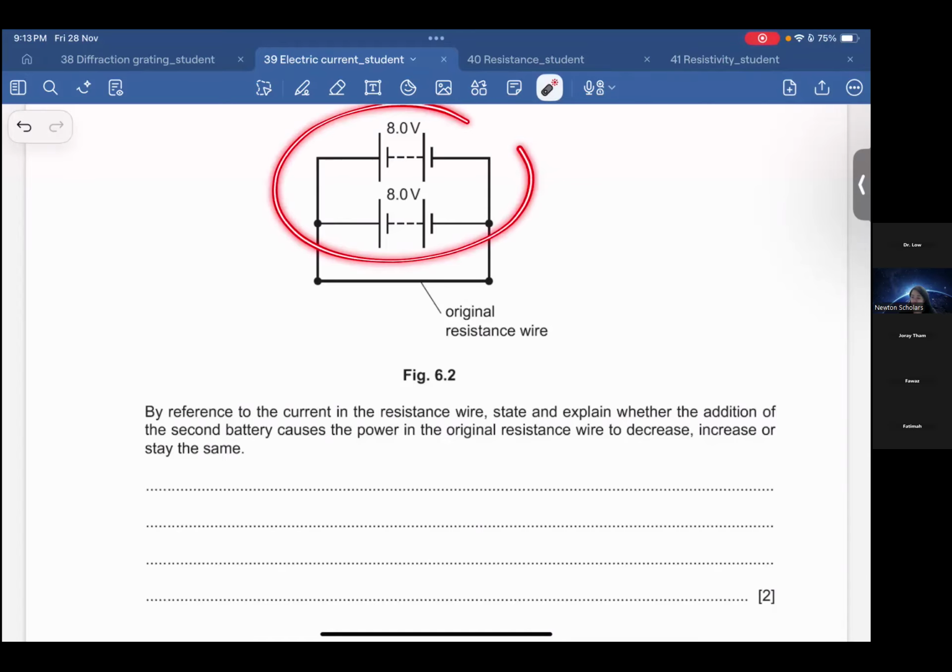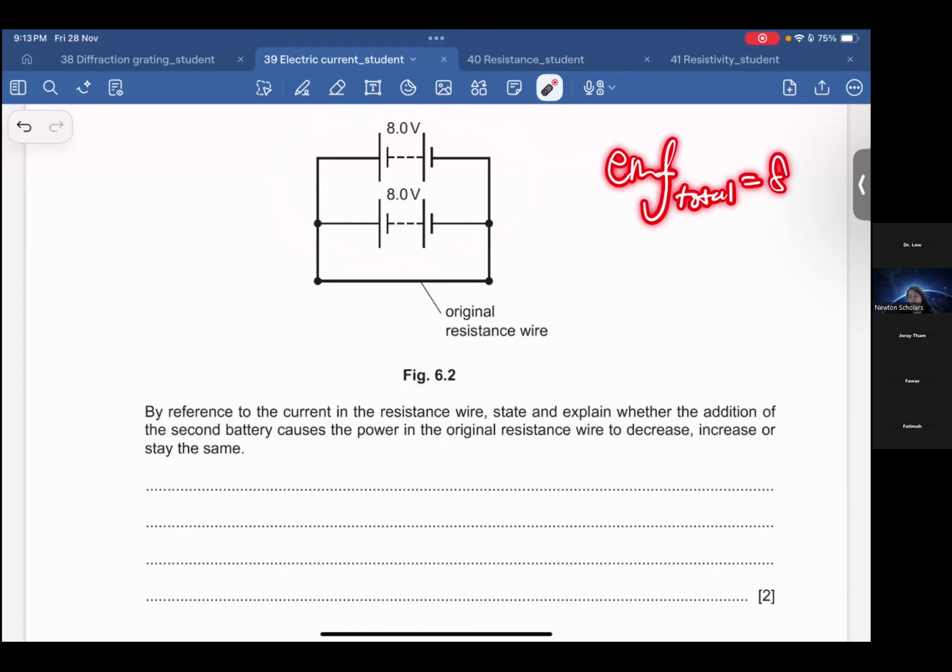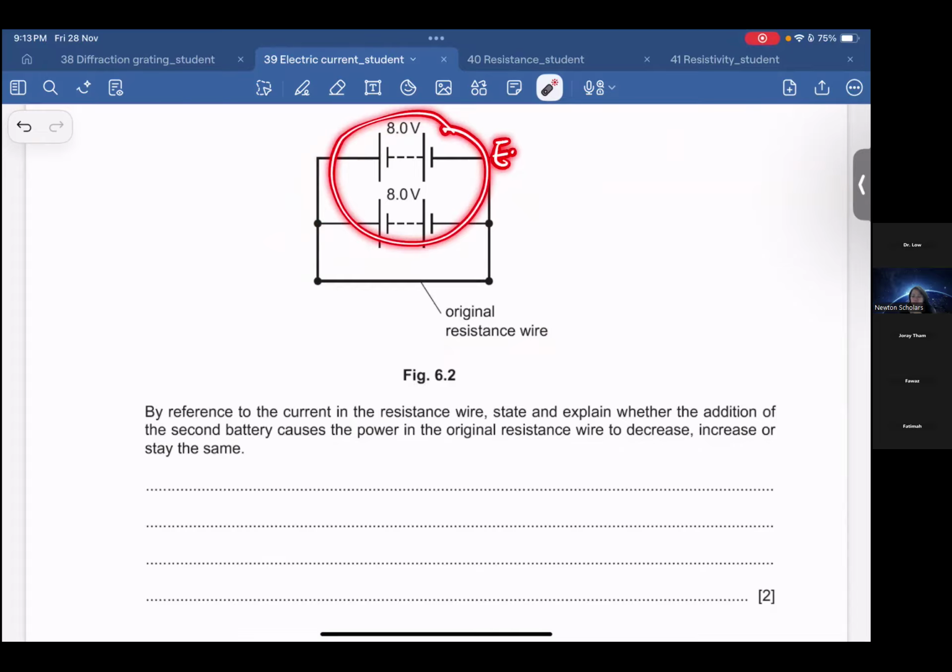Look at here. When they are connected in parallel, the overall voltage, or we say EMF, actually still remains 8.0 volt. Am I right? Then this resistance is a fixed resistance value. So will your current change? Current does not change. But when we connect in this way, the battery can be used for a longer time. So the total EMF provided by the battery is still 8.0 volt because they are in parallel.